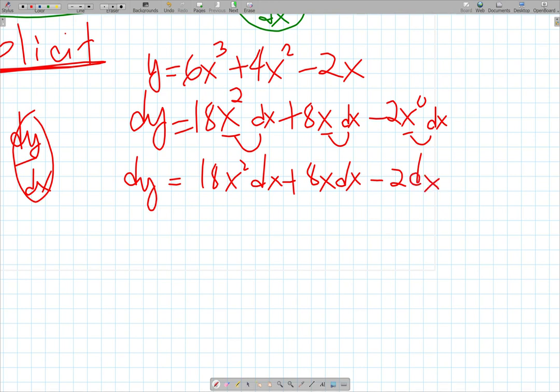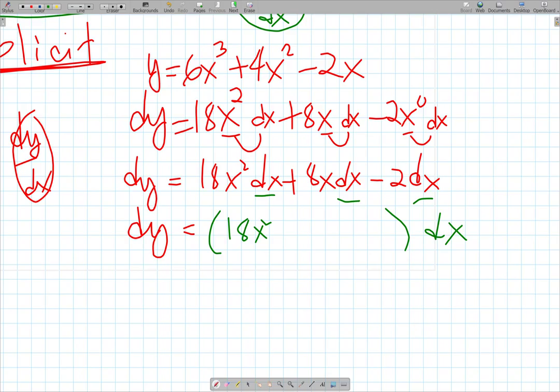So how will you arrive at dy over dx? We are lacking over dx. Again, dy is equal to, so we have to factor out dx, since dx is common. What remains here, class, is 18x squared, because the dx is here, then plus 8x minus 2. So let's double check. Dx times 18x squared is 18x squared dx. Dx times 8x is 8x dx. Dx times negative 2 is negative 2 dx.